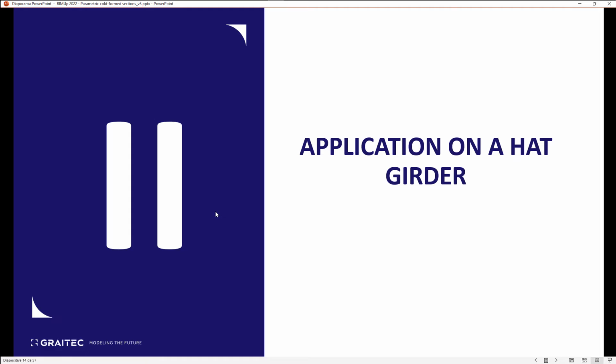And now we will actually apply that on an example. We will see how the effective characteristics and the effective sections are found out by Advanced Design, and how the design checks are performed. So for that we'll consider a hat section acting as a girder in an Advanced Design model.